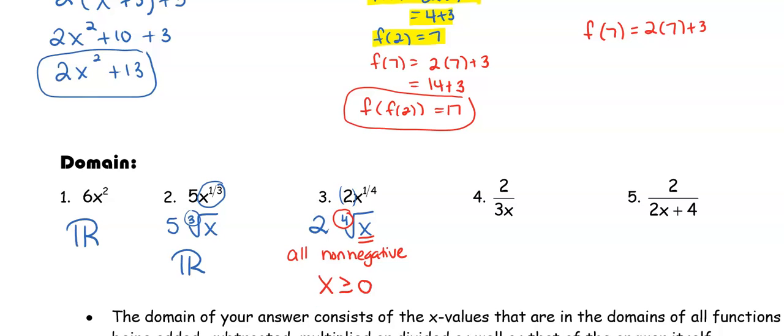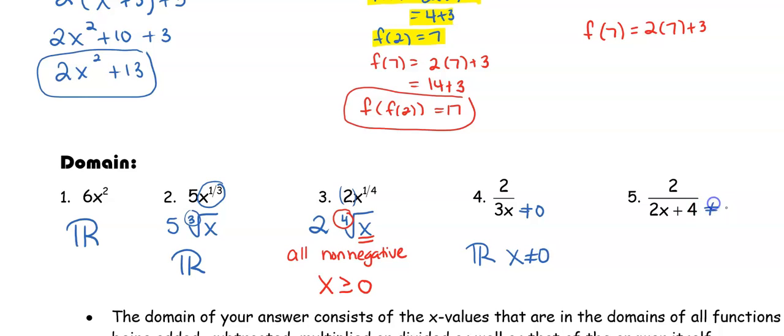Number 4, here you may be thinking there's no problems, there's no restrictions, but there is. When we have a fraction, the bottom of your fraction cannot be equal to 0. So I ask myself, what value of x would make this 0? And that would be 0, because 3 times 0 would give me 0. So this is all real numbers except x cannot be equal to 0.